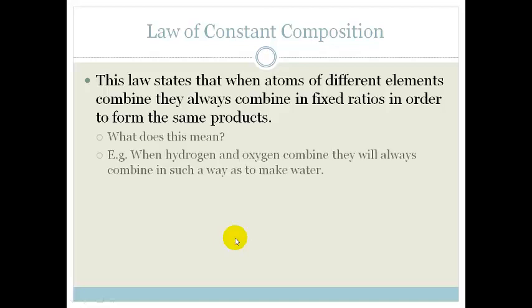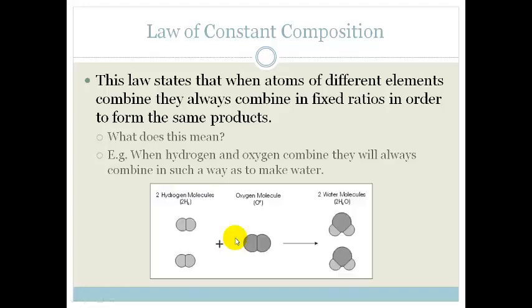It means that, for example, when we combine hydrogen and oxygen, they will always combine in the same way to make water. In other words, it doesn't matter how many hydrogen atoms and how many oxygen atoms we have, when they combine, they are always going to form water molecules with a ratio of 2 hydrogens to 1 oxygen, always. And that is the law of constant composition.